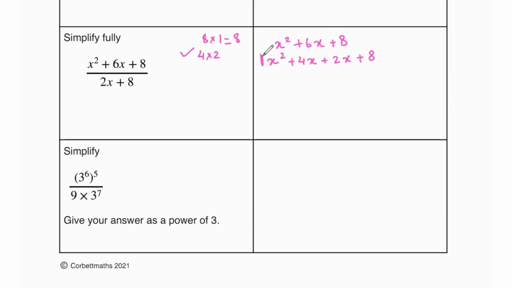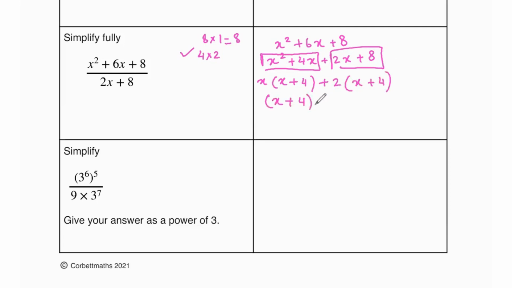Now we divide the expression into 2 groups. This is the first group and this is the second group. In the first group, we have x common, so in the bracket we'll have x plus 4. In the second group, we have 2 common, so it's going to be x plus 4 again. Now we take x plus 4 common, and in the next bracket we'll have x plus 2.